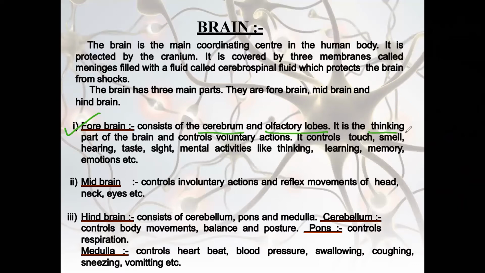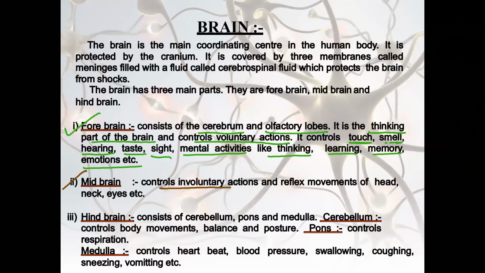It is the main thinking part of the brain, controls all the voluntary actions. It controls touch, smell, hearing, taste, sight, mental activity like thinking, learning, memory, emotion, etc. These are the functions of forebrain. Then comes the midbrain.